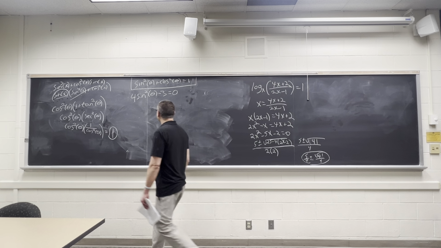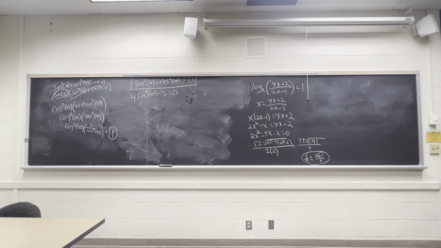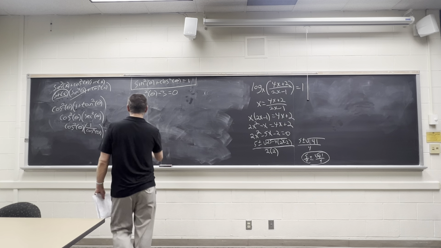Let's do it for all of sine squared of theta, or 4 sine squared of theta minus 3 equals 0. So you move the 3 over, so 4 sine squared of theta equals 3. Then divided by 4.